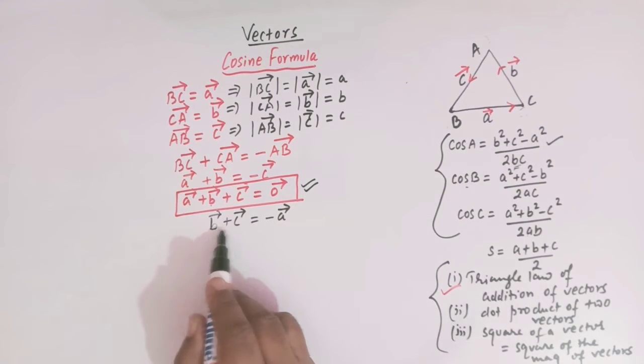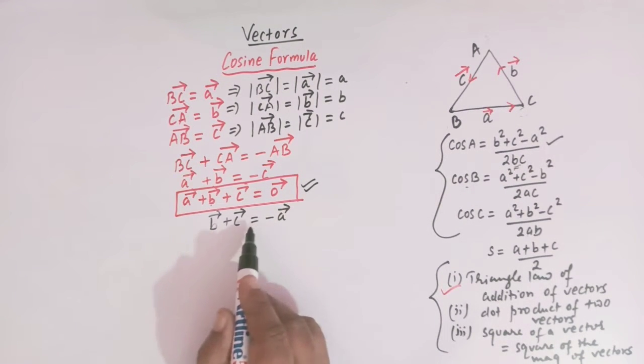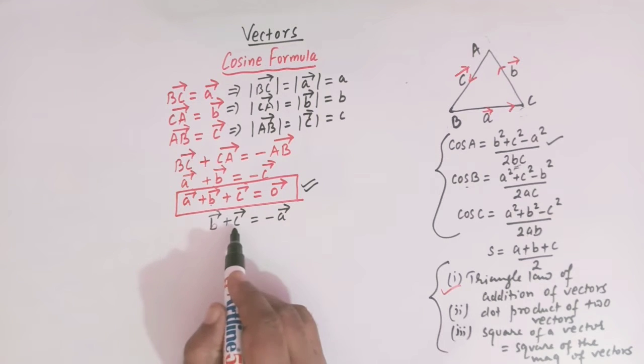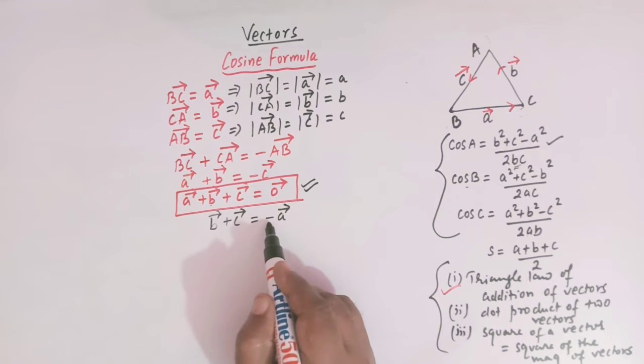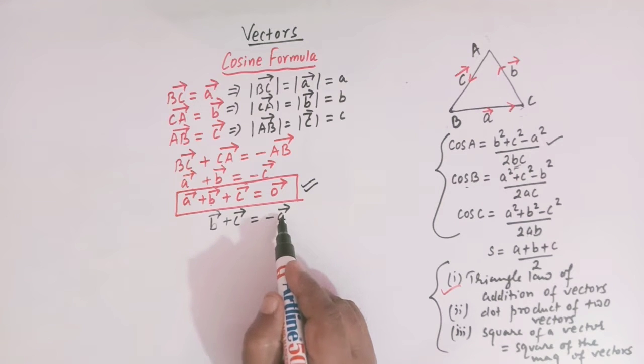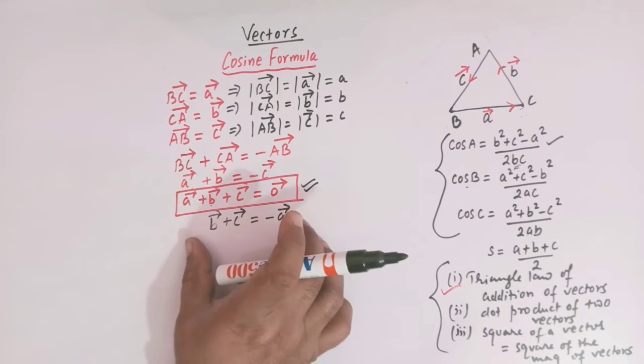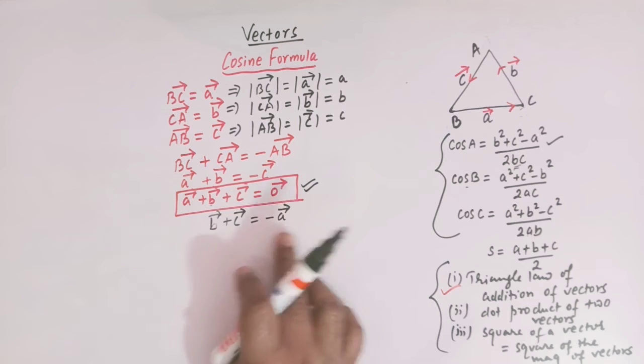From this relation we see that the sum of the vectors b and c is equal to the negative of the vector a. So let us take the magnitude of both sides.